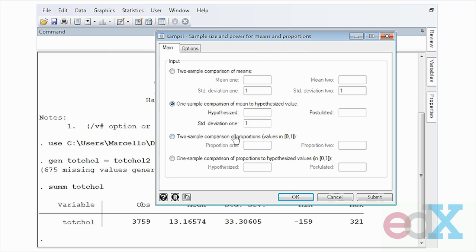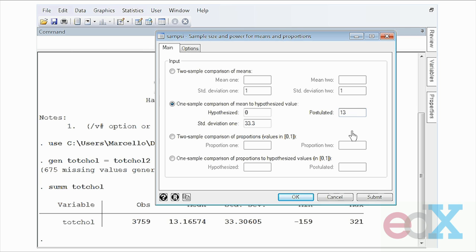Now, let's see. What is the standard deviation? Let's go with the standard deviation of 33.3. Now, let's hypothesize, as we did before, that the difference is 0. So that's our null hypothesis, that the difference is 0 between Totschall 2 and Totschall 1. Now, let's put a postulated one. So let's say something like 13.